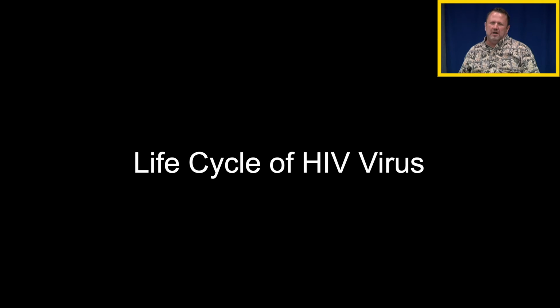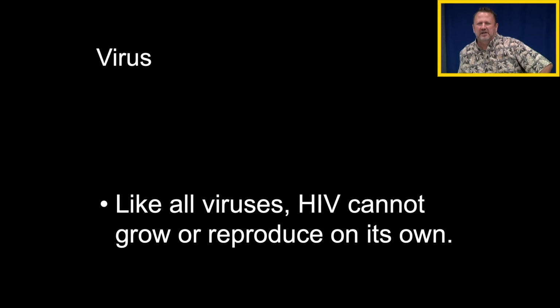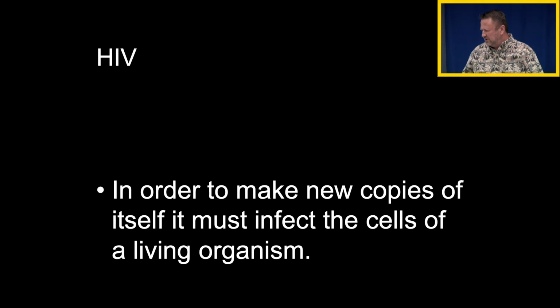All right, let's talk about the parts and the life cycle of an HIV virus. All right, viruses cannot reproduce on their own. You can put a bacteria in a petri dish, and the bacteria has all of the mechanical machinery that it needs to sit and reproduce and reproduce. All it needs is the correct nutrients. Viruses cannot reproduce on their own. They require the cellular machinery of the host. So in order to make new copies of itself, viruses must infect the cells of a living organism and hijack their cellular machinery to reproduce.